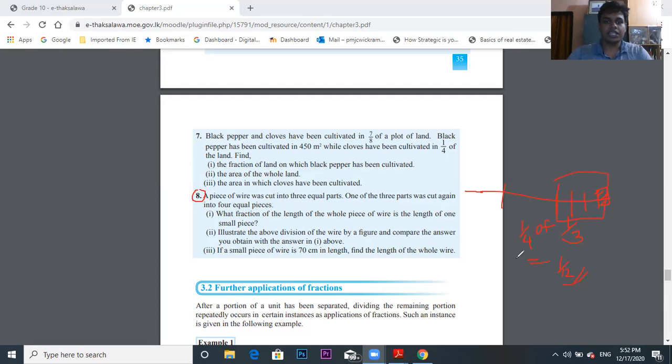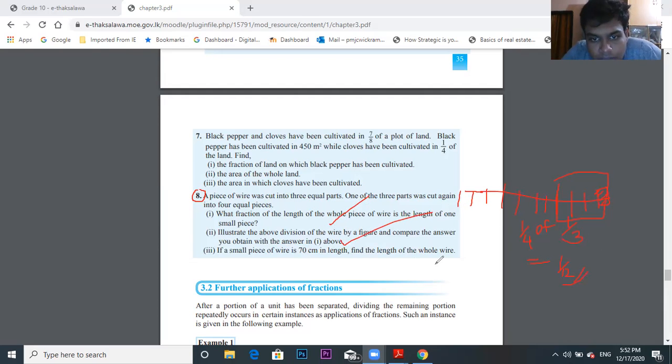What fraction of it? Illustrate the division of the wire and compare the answer you obtained. So 1, 2, 3, 4, 5, 6, 7, 8, 9, 10, 11, 12. Something like that. Here we should mention that each third can also be divided into 4 parts. So 1, 2, 3, 4, 5, 6, 7, 8, 9, 10, 11, 12. There will be 12 parts. So 1/12 will be your answer. Perfect. We have done that question too.